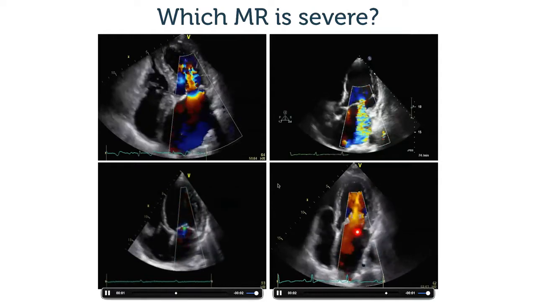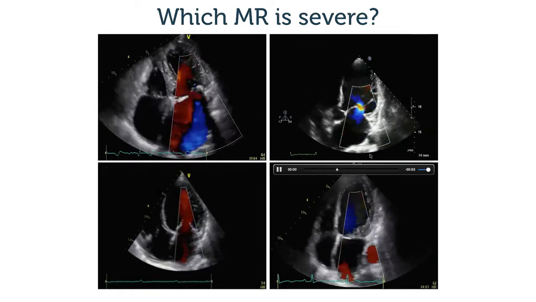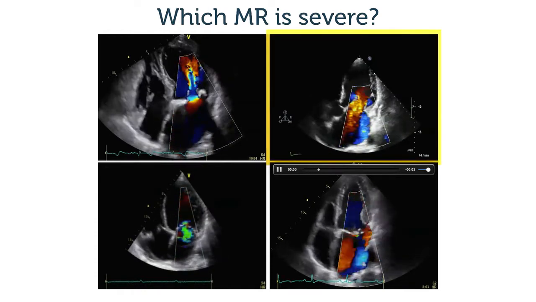As you can see, it really is crystal clear. This is the case with severe MR, with this really broad jet. See, it was easy. You make the diagnosis, I'm sure of it. Exactly, Anna. This is the teaching point we're trying to make.